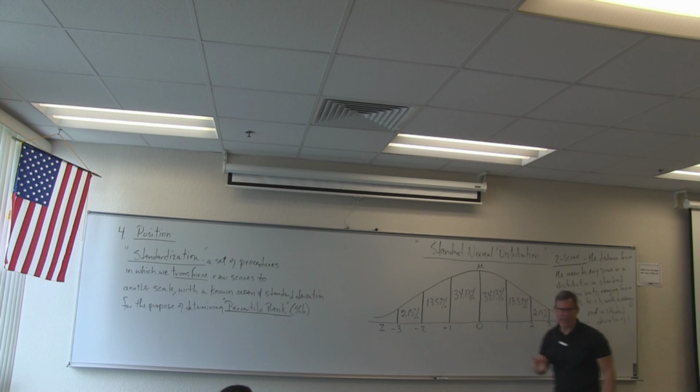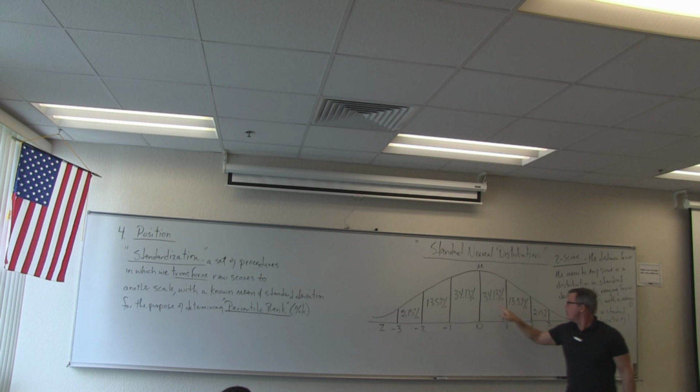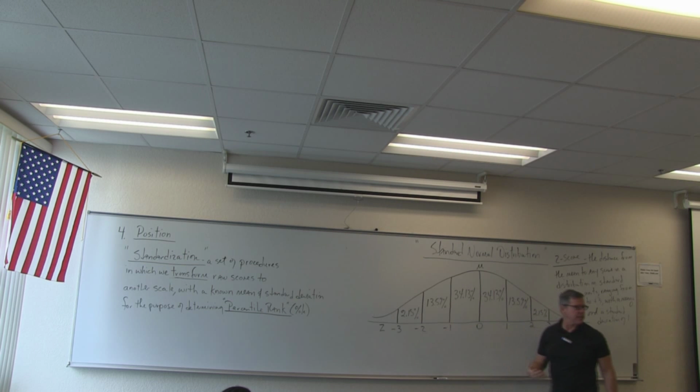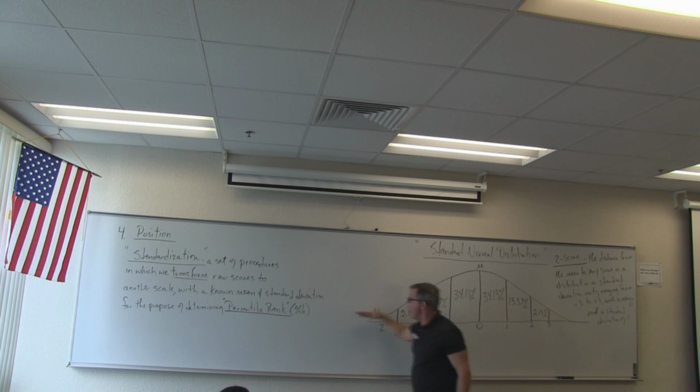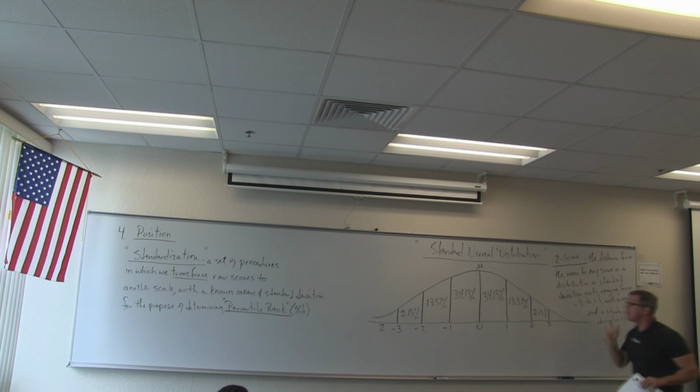Very small percentage. If we add this plus this plus this plus this plus this plus this, we get about 100%. Actually a little bit less than 100%, because these tails are called asymptotes, and theoretically they go off into infinity. They never touch this horizontal axis.